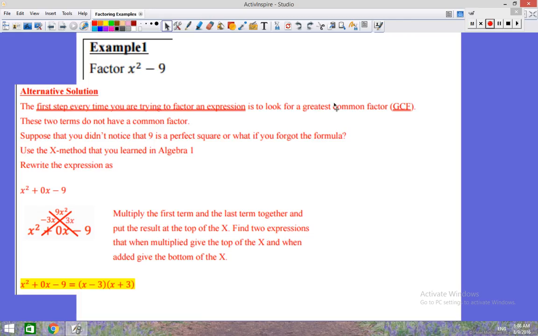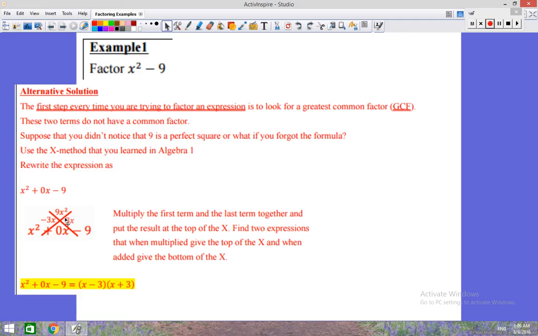We look and we see that there's no greatest common factor. That's that first step. And we didn't notice maybe that 9 was a perfect square. With this X method, we rewrite this x squared minus 9 as x squared plus 0x minus 9, because 0 times anything is 0. We can add that 0 term, and it's not affecting this algebraic expression. This expression is still equivalent: x squared plus 0x minus 9 is equivalent to x squared minus 9.